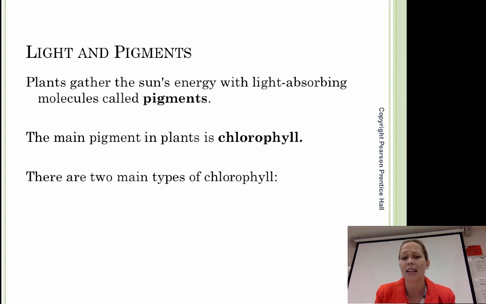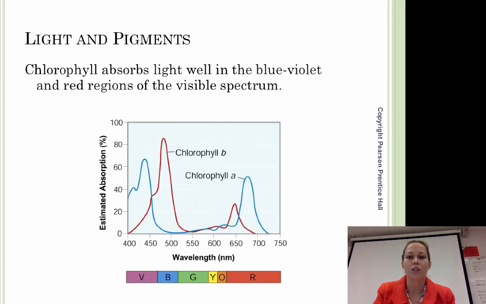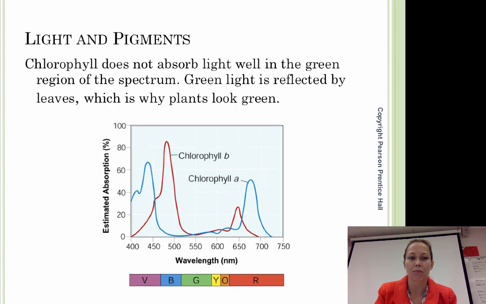There are 2 main types of chlorophyll in plants: chlorophyll A and chlorophyll B. Let's take a closer look at chlorophyll. Chlorophyll absorbs light well in the blue, violet, and red regions of the visible spectrum. Recall that the visible spectrum is essentially the colors of the rainbow: red, orange, yellow, green, blue, indigo, and violet. We can see on this graph that both chlorophyll A and chlorophyll B, based on the peaks, absorb quite well in the blue-violet region and in the red region of the visible light spectrum.